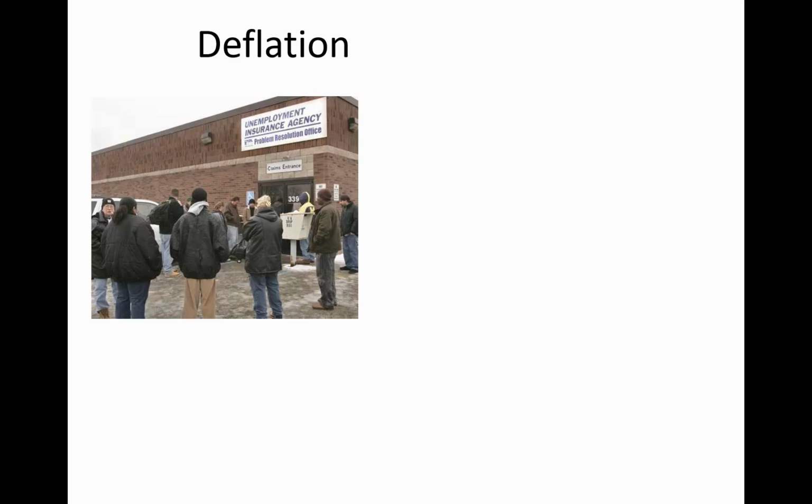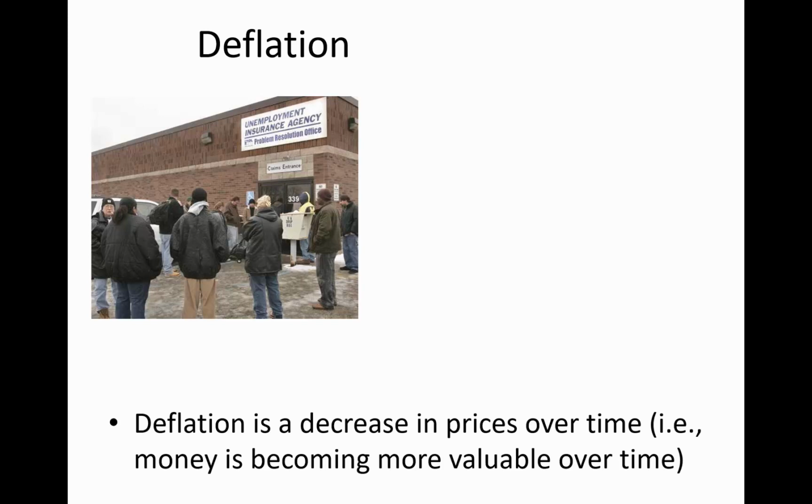Here's a picture of people kind of just milling about the unemployment agency. This guy looks particularly glum. But deflation is a spiral. It's hard to know exactly what starts it, but once it begins, it's self-reinforcing. And so it's a decrease in the prices over time.